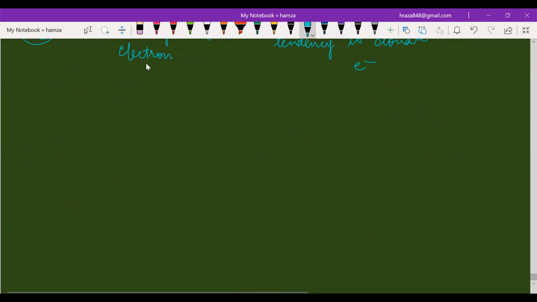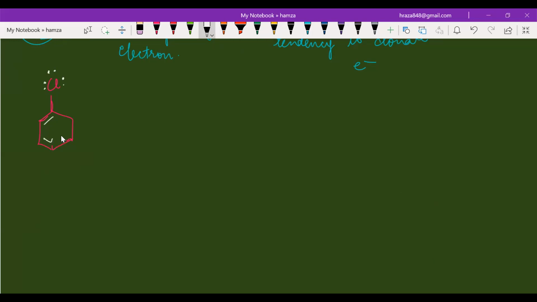Okay, so in the previous chapter, you have seen that we did the resonance of chlorobenzene. Yes or no, Nafisa? So chlorine has three lone pairs, and we did it like this. You can see the chlorine is donating its electron. That means it has plus R effect.